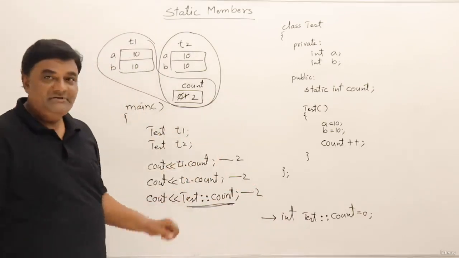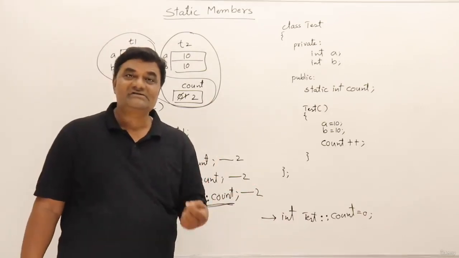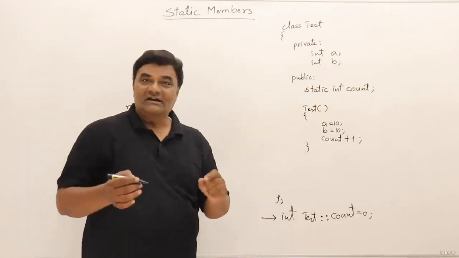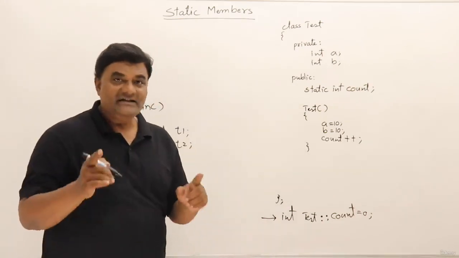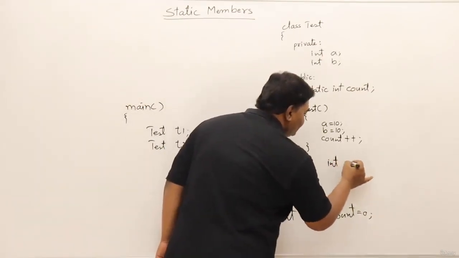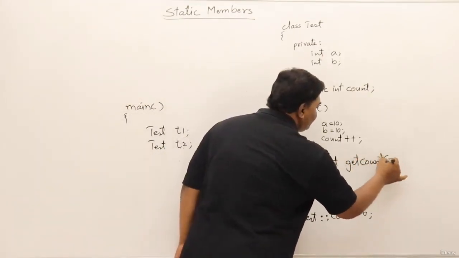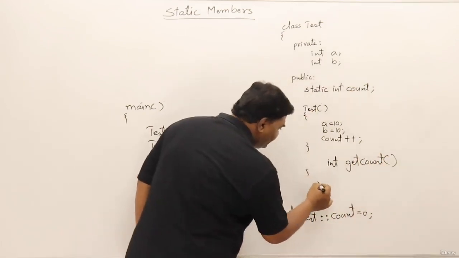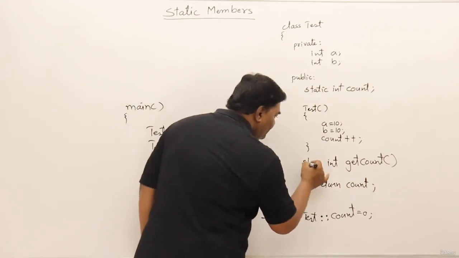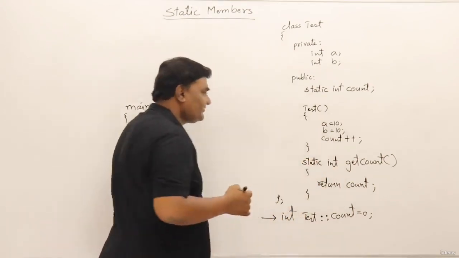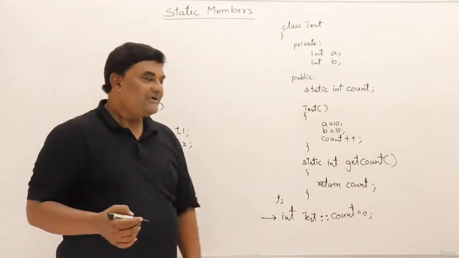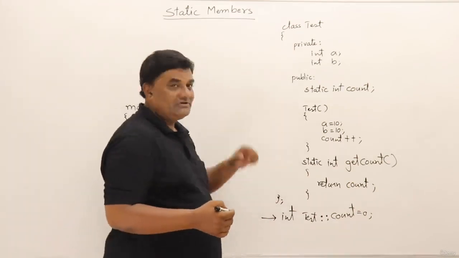I'll remove a few things from here, then I will discuss static member functions also. Now let us see. I will write down a static member function. So here I want one function, that is getCount. What will this function do? This function returns count. Now I want to make this function static. So this is a static member function, and it is returning count.